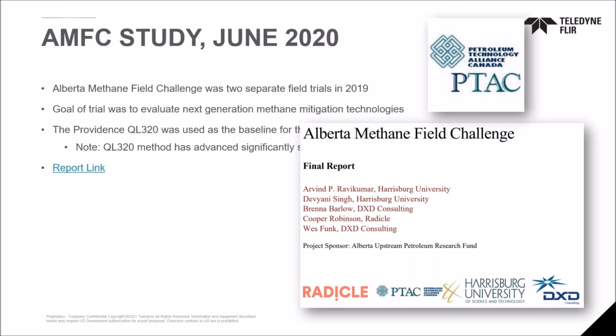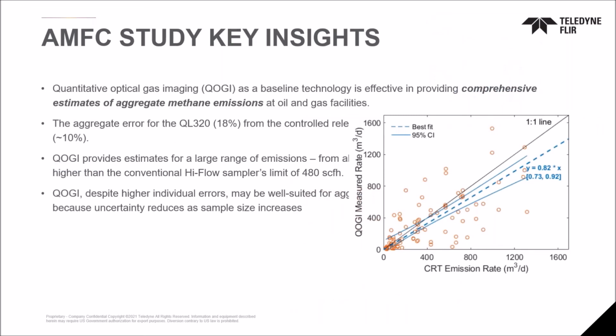The result was that the QL320 had significantly better information as long as you're using it for what is defined as aggregate methane emissions. What we mean by that is that on an individual basis, these readings weren't all on this direct line. This dotted line is where you'd want them to be. On an individual basis, they were not all on the dotted line. But as you take more and more readings, the more accurate this gets.